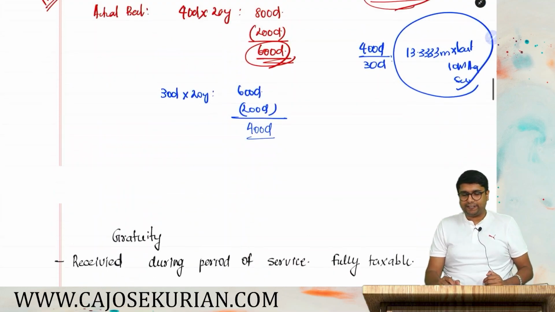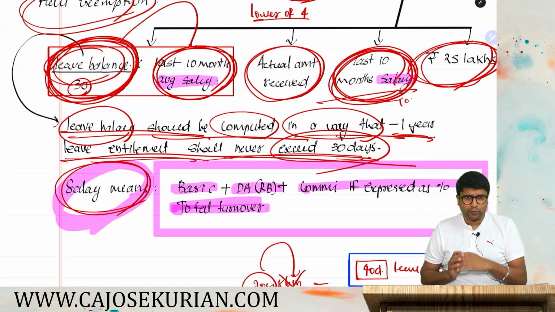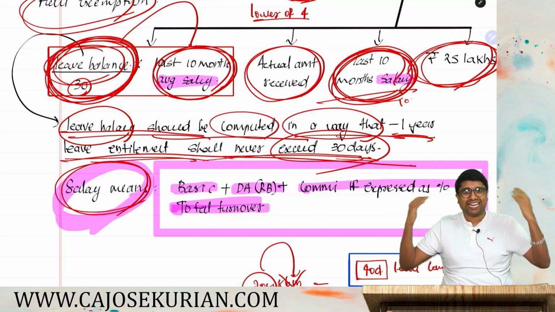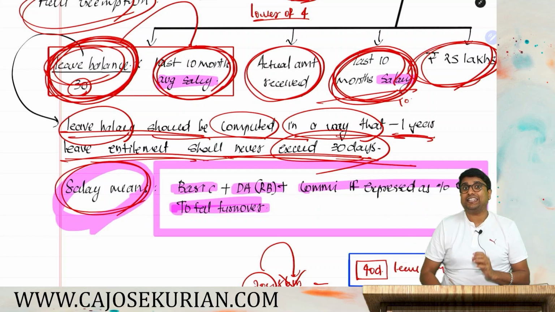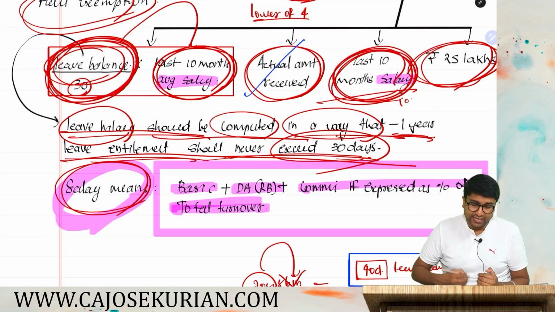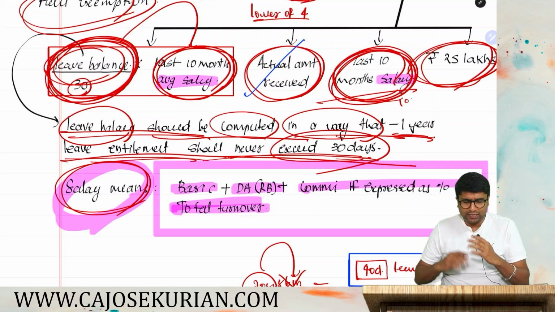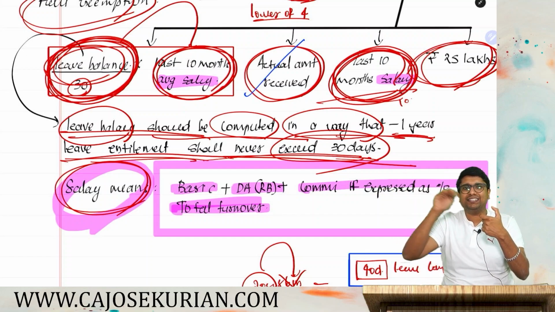So friends, it's pretty simple. 4 limits are there. What is limit number 1? Statutory limit of 25 lakhs. What is limit number 2? You take past 10 months salary. And what is salary? Basic salary plus DA forming part of the retirement benefit plus commission if it is expressed as a fixed percentage of the total turnover of the employer. And what is limit number 3? That is the actual amount received. And what is limit number 4? Last 10 months average salary into leave balance divided by 30.